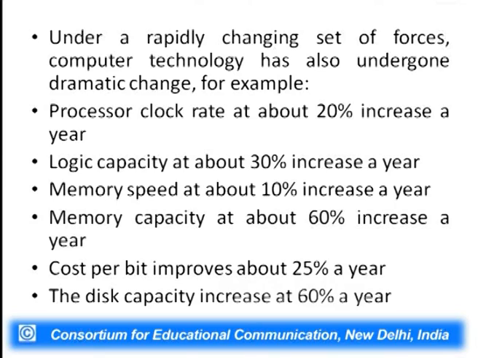Now, under a rapidly changing set of forces, computer technology itself has undergone a dramatic change. The processor clock rate has increased at about 20% per year. The logic capability has increased at about 30% every year. Memory speed increases 10% every year. Memory capacity increases by 60% every year. Cost per bit improves about 25% a year, and the disk capacity has increased at 60% a year.